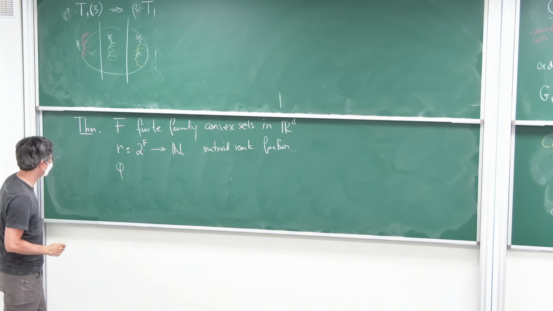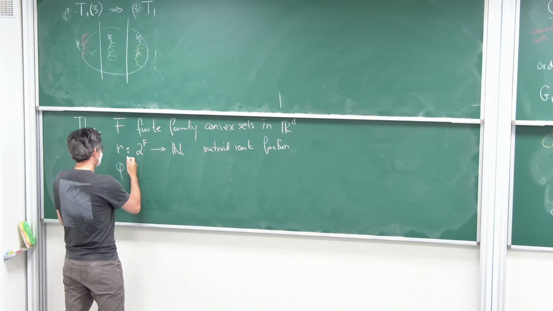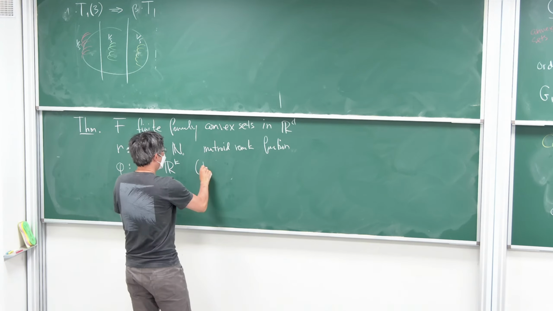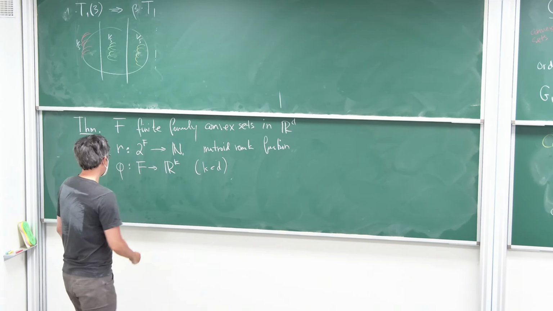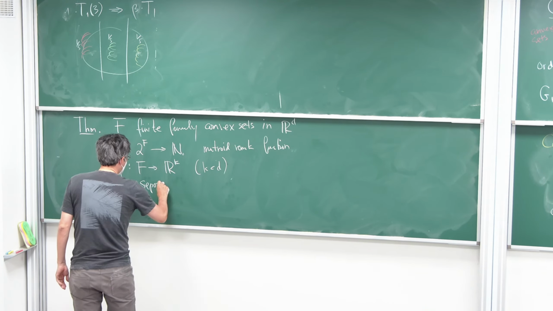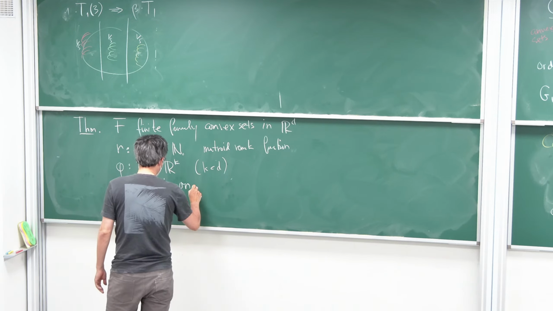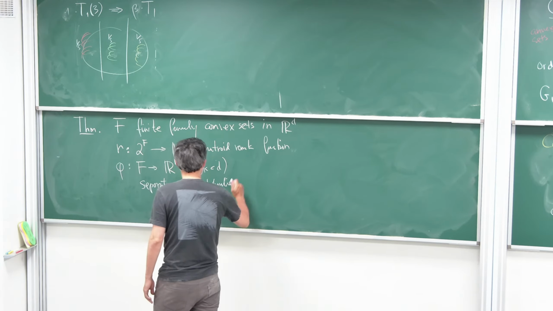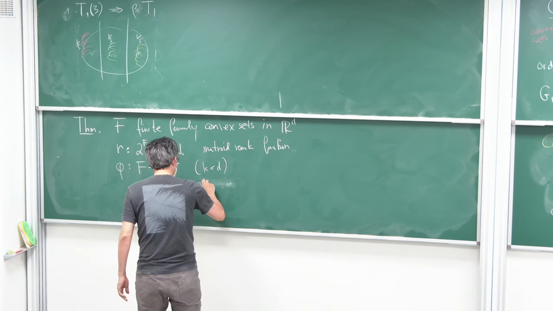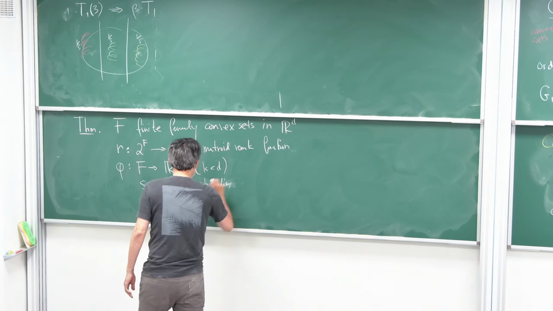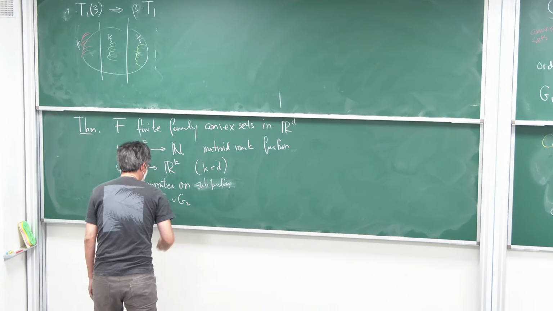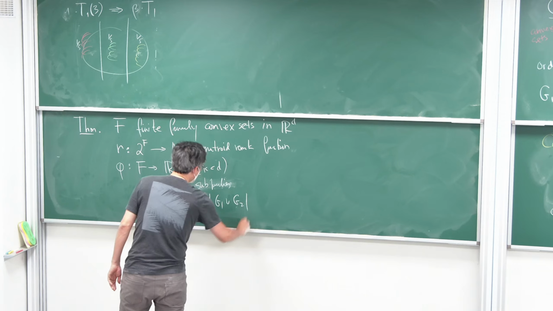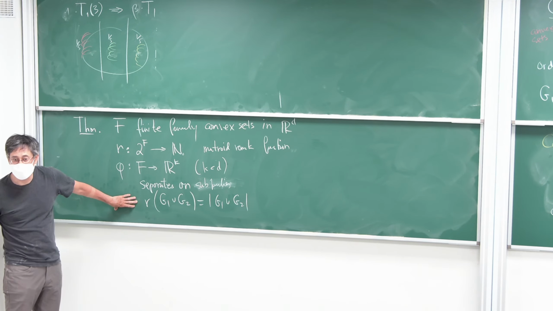Then I have my separation map, which goes from F to R^k, where k is less than d. This separates on subfamilies, let's say a subfamily G1 union G2, whose rank equals the size of G1 union G2. So in other words, on the independent sets of the matroid.